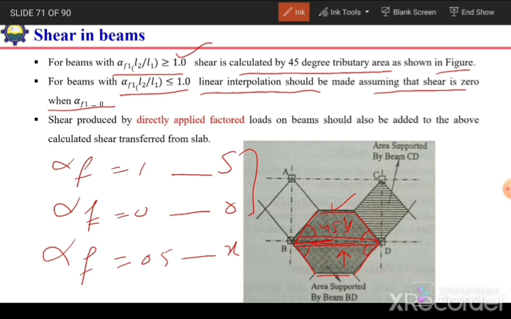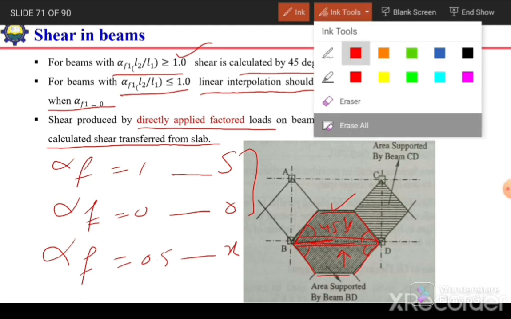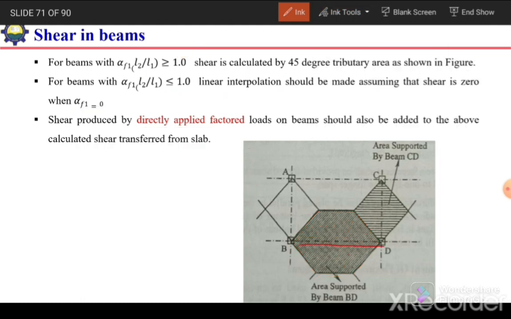Shear produced by directly applied factored load on the beam should also be added to the above calculated shear force. So any load which is acting directly on this beam, for example, the load of the wall above it, will also be considered along with the load from the slab. So the load of the slab plus the line load acting on this beam will be considered to calculate the shear force in the beam.